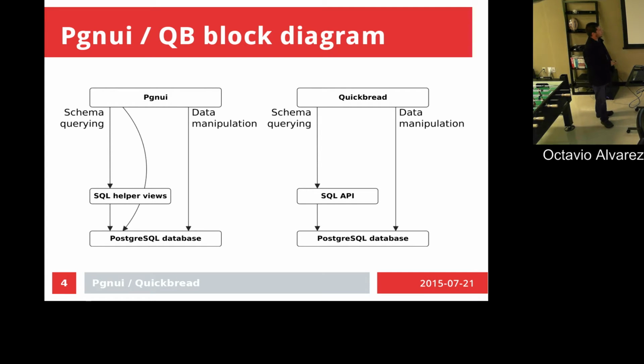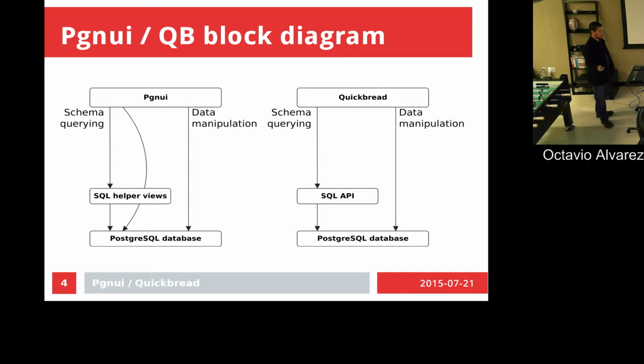In Quickbread, after some development of Pgnui, I found out that it was very difficult to keep this model. So I'm preparing an API. I am not allowing Quickbread to query directly information schema anymore. I am creating some views here, but those are based directly on PG catalog.